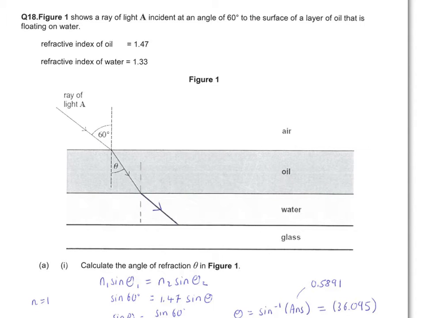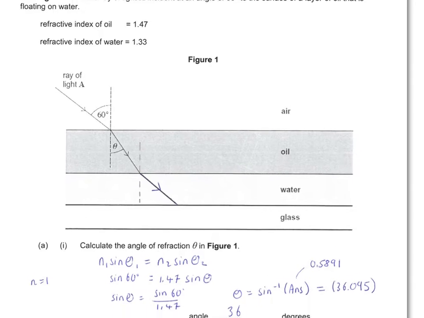This is the Waves homework booklet, question 18. The diagram shows a ray of light incident at an angle of 60 degrees to the surface of a layer of oil that's floating on water. Always look at the diagram and relate what you've read to what you can see. Notice two values for refractive index are also given.